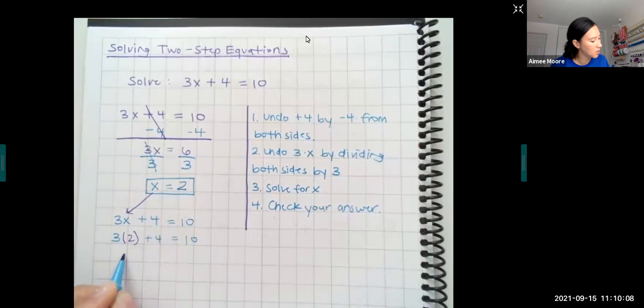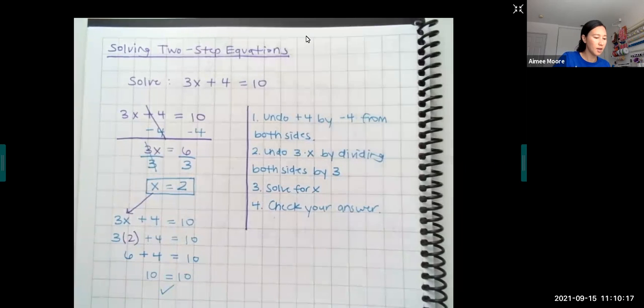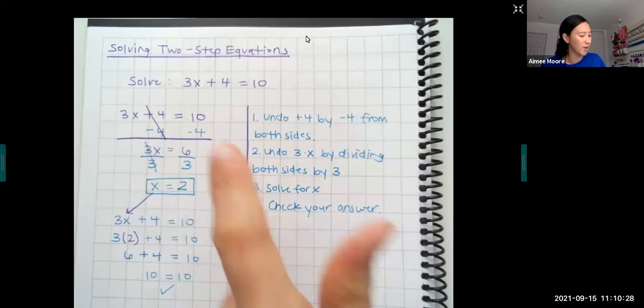Well, 3 times 2, that is 6. 6 plus 4, does that equal 10? 6 plus 4 is 10. Yay, 10 equals 10. We solved it correctly. And we know that we got the question right because we checked our answer and we got what we wanted, made our equation true.